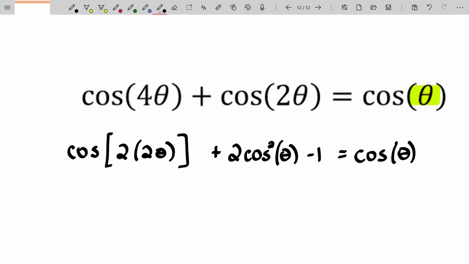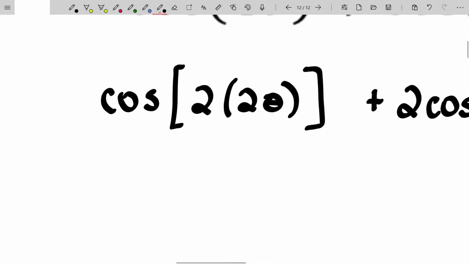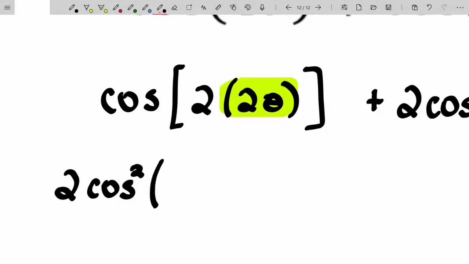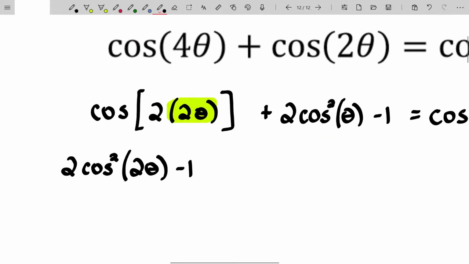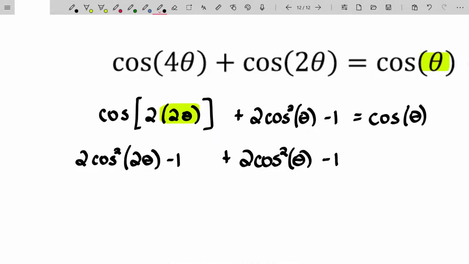Now that first term can be reduced, right? It's the cosine of a double angle. Just pretend as though that highlighted factor there is just some angle alpha or whatever. Well, I'm going to use the same formula. So the cosine of twice an angle is twice the cosine squared of the half of that angle, which is 2 theta. So cosine squared of 2 theta and then minus 1. And then we have plus 2 cosine squared of theta, again, minus 1, and this is equal to the cosine of theta.